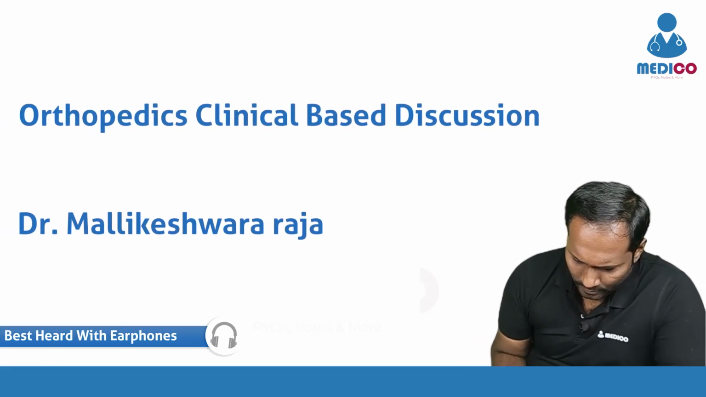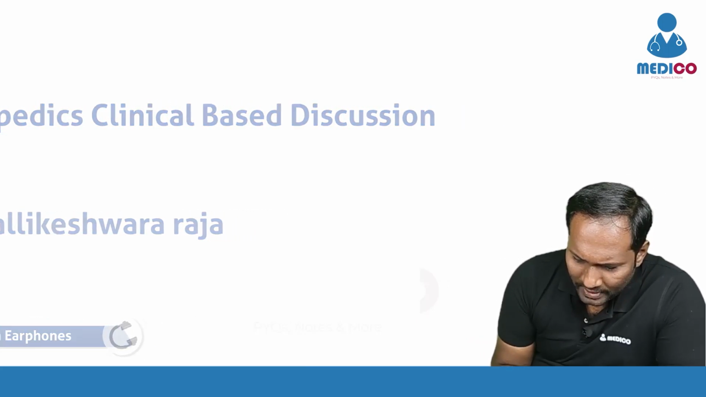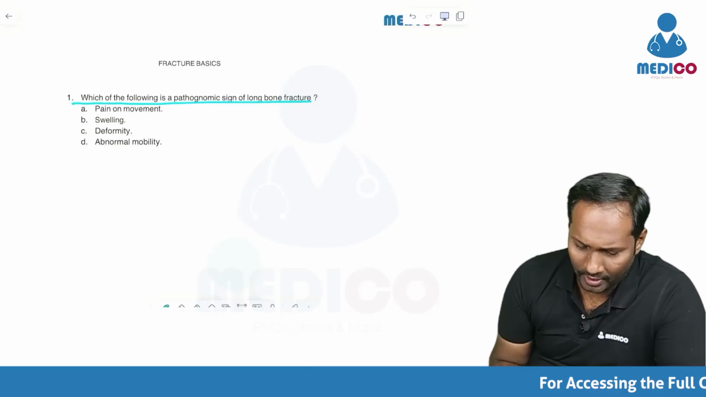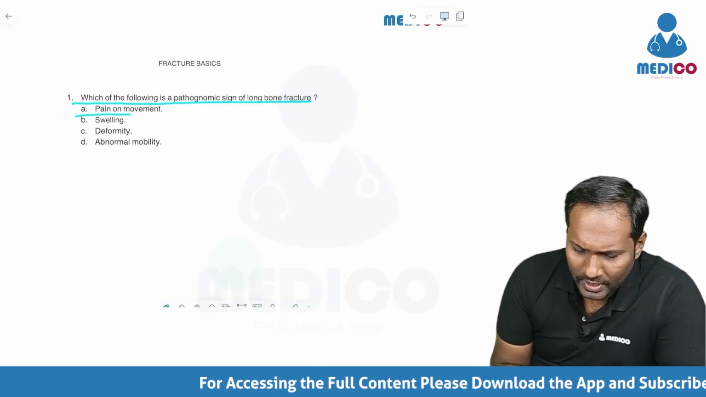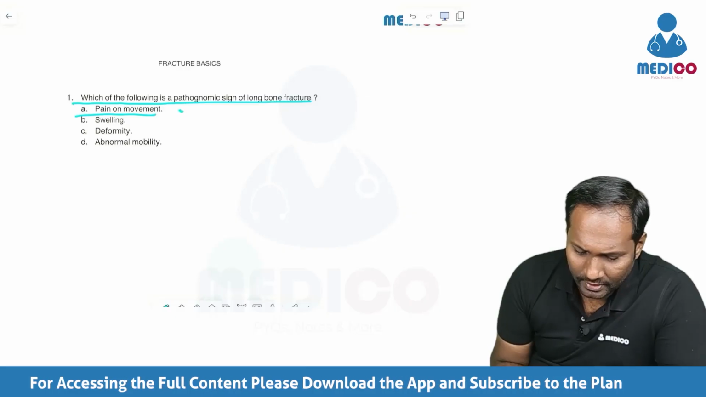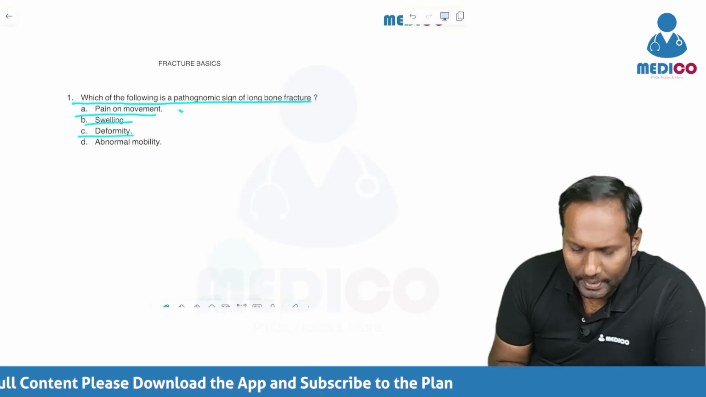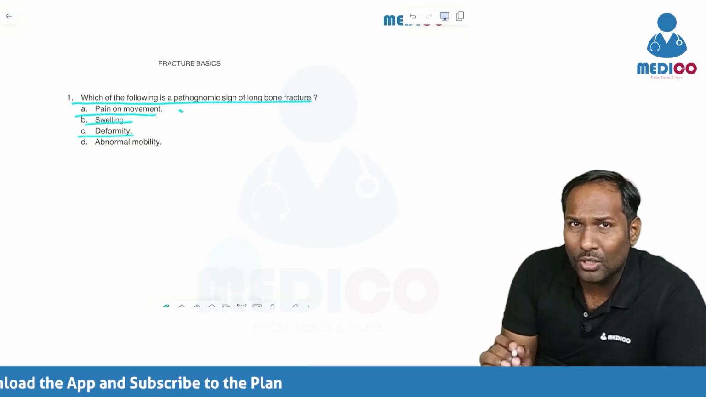So the first question: which of the following is a pathognomonic sign of a long bone fracture? All these will be there when the fracture is there. Pain on movement, yes, definitely it will be there. Swelling is going to be there. Deformity is going to be there. But what is the pathognomonic sign?